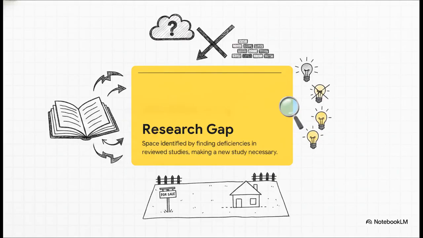And that brings us to the formal definition of the research gap. It's the specific space identified by reviewing existing studies and finding their deficiencies, which clearly explains why a new study is necessary. Simply put, it's the direct intersection of existing literature and its flaws, proving exactly why your work is needed. This gap is your academic real estate. It's the empty plot of land where you're going to lay the foundation and build your entire study.